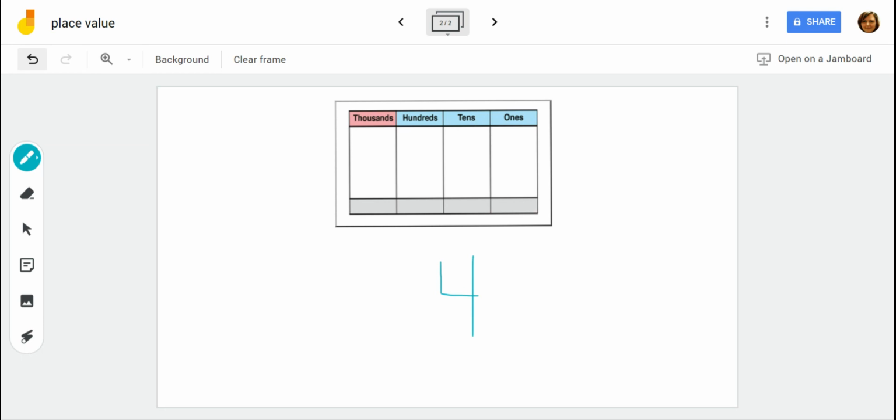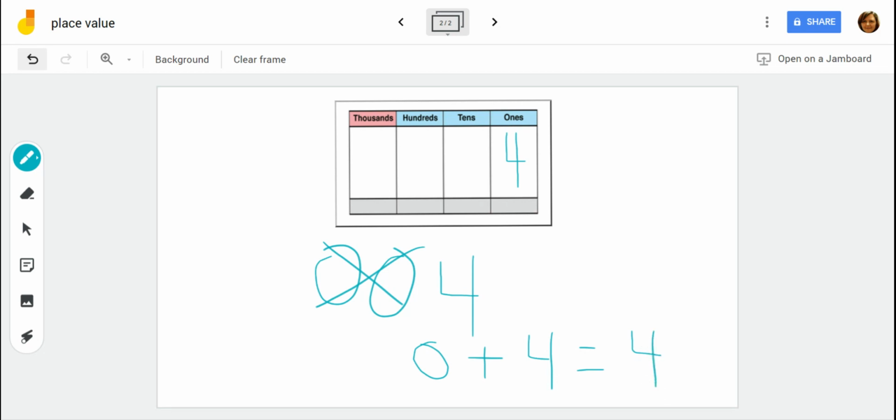Okay, another number. How about the number 4? The number 4. So there's only one number. It's the last number, so it's in the ones column. There are 4 ones. There's no tens, there's no hundreds. We don't have to write these zeros because we just say number 4. So number 4 is in the ones column. If we were going to write number 4 in expanded form, how would we do that? 0 tens plus 4 ones equals 4.